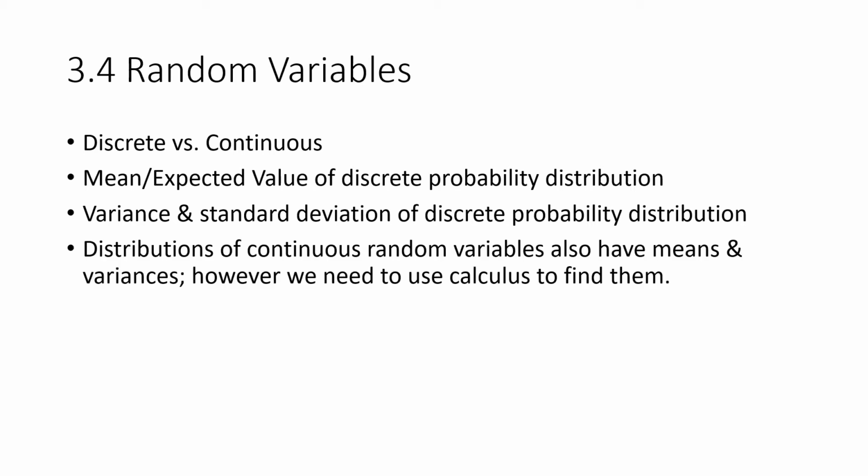And although we don't see how to do it, distributions of continuous random variables will also have means and variances. However, we would need calculus in order to find them, and so since calculus isn't a prerequisite for this course, we won't be calculating them, but it is possible, and we'll see how to do it in the discrete case in section 3.4.